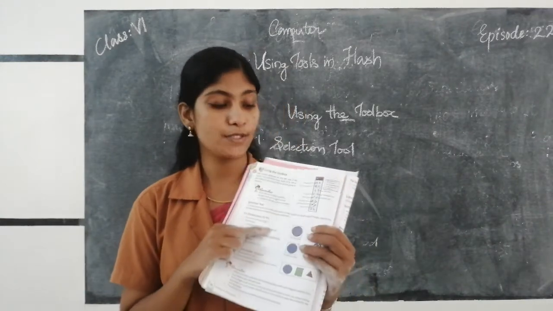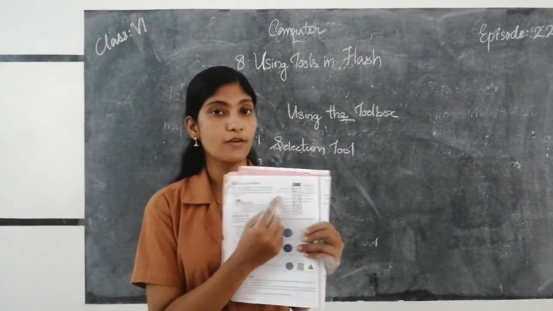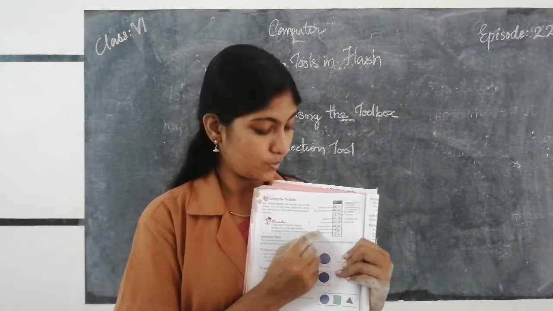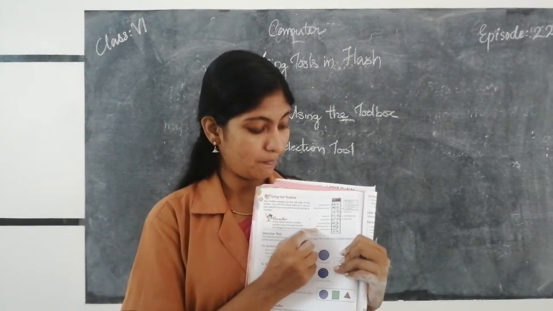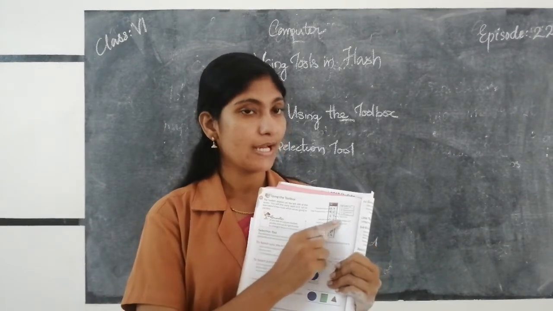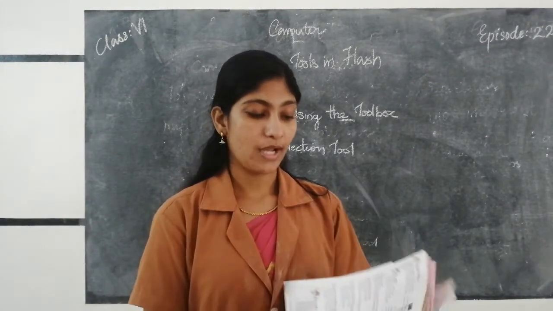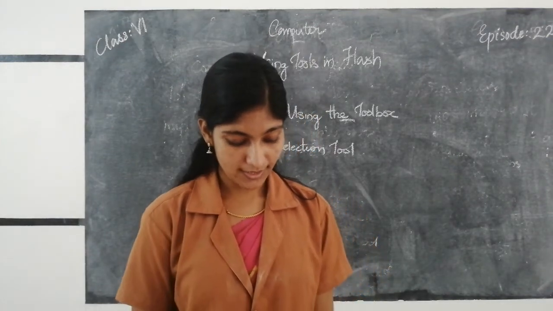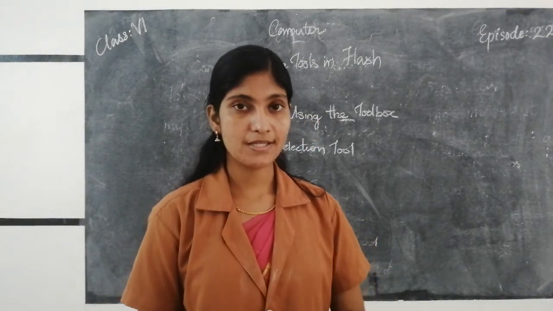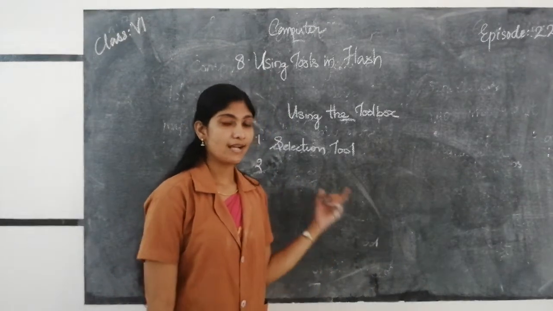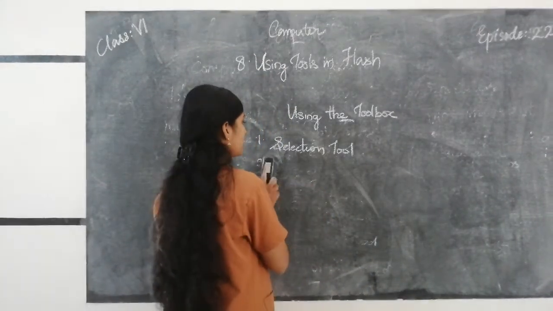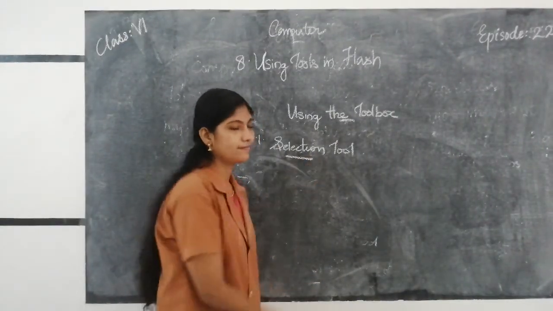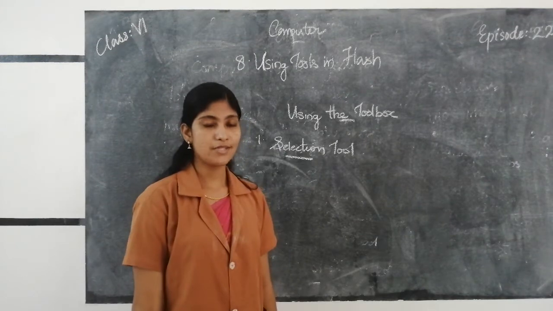You can see different types of tools: selection tool, free transform tool, line tool, pencil tool, ink bottle tool, paint bucket tool, eraser tool, text tool, rectangle tool, and brush tool. So the first one is the selection tool, then the free transform tool, line tool, pencil tool, etc. So let's start with our first tool, the selection tool. What is the selection tool? To select an area. That is the main purpose of the selection tool.